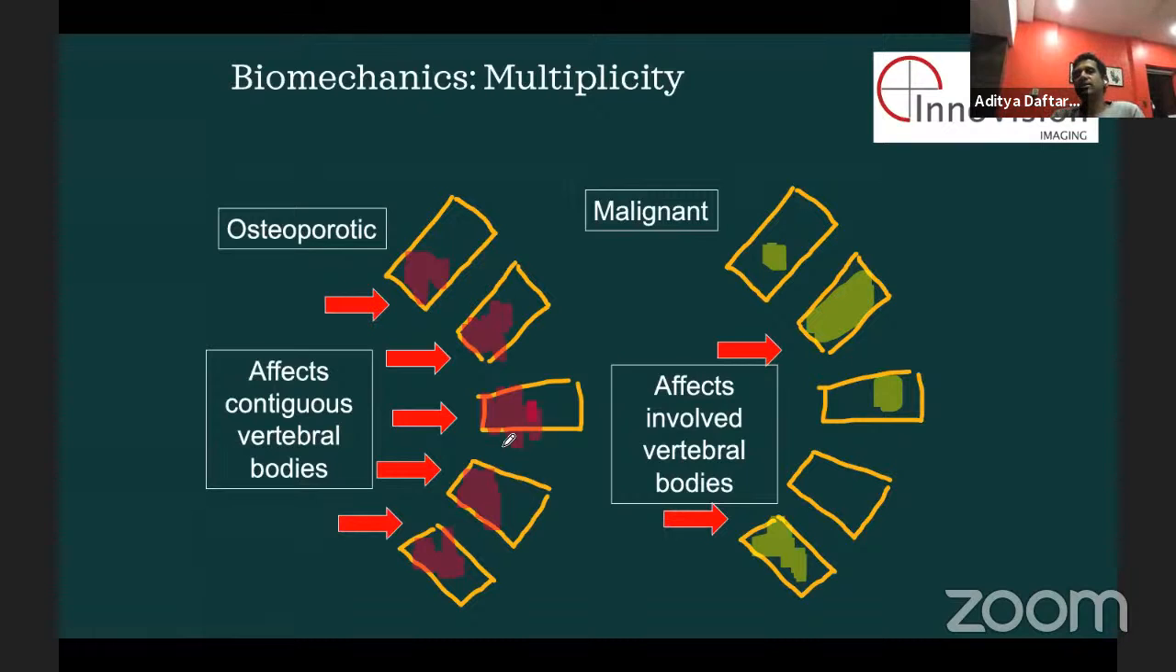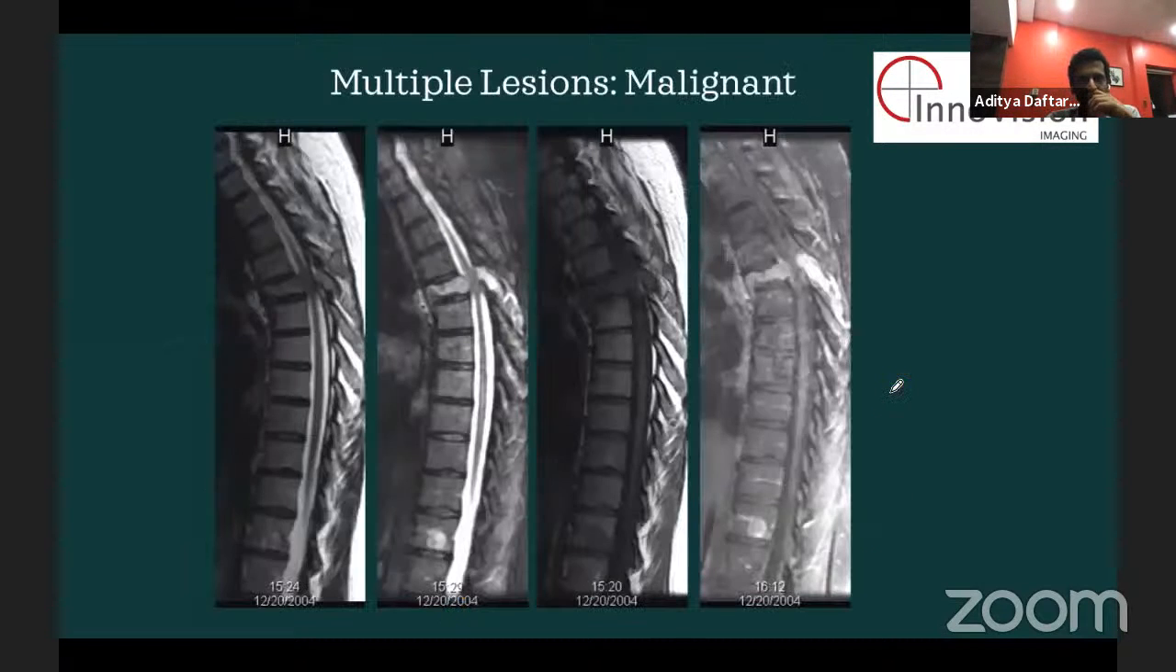Whereas malignant fractures will tend to happen spread apart, because the fracture of a malignant vertebral body happens primarily as a result of how much of that vertebral body is involved with the tumor. So if the tumor involves the entire vertebral body, it's more likely to fracture. If the tumor involves a small portion of the vertebral body, it's less likely to fracture, right?